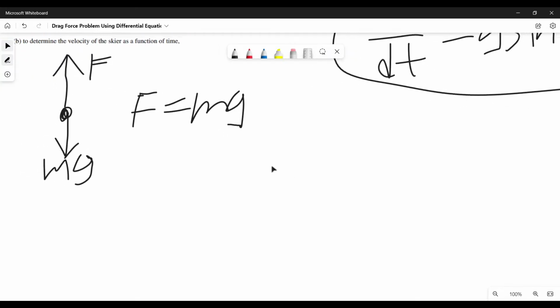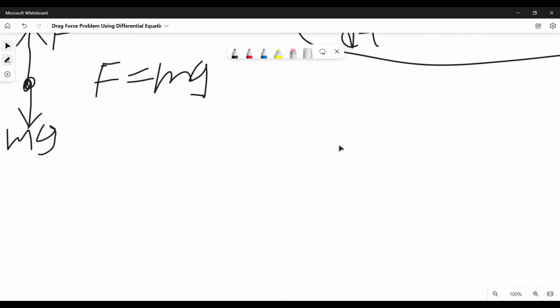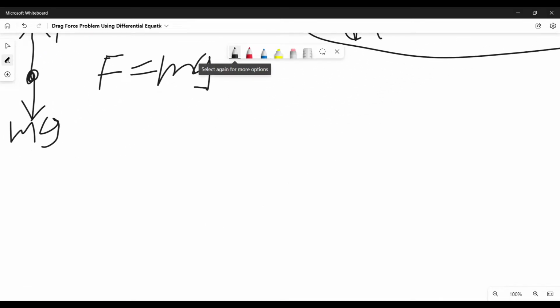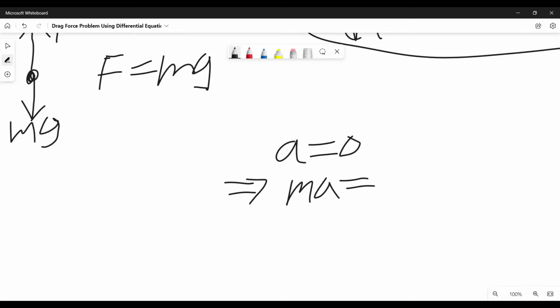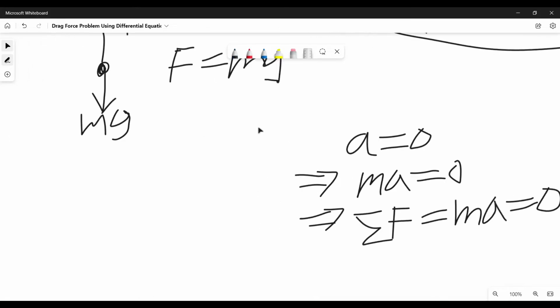So since we know this case to be true, all we have to know is that in a terminal velocity setting, a equals 0. And this implies that ma equals 0, because 0 times anything is 0, which also implies that F net, F net equals ma, which again equals 0. So Newton's second law is finished for part C.